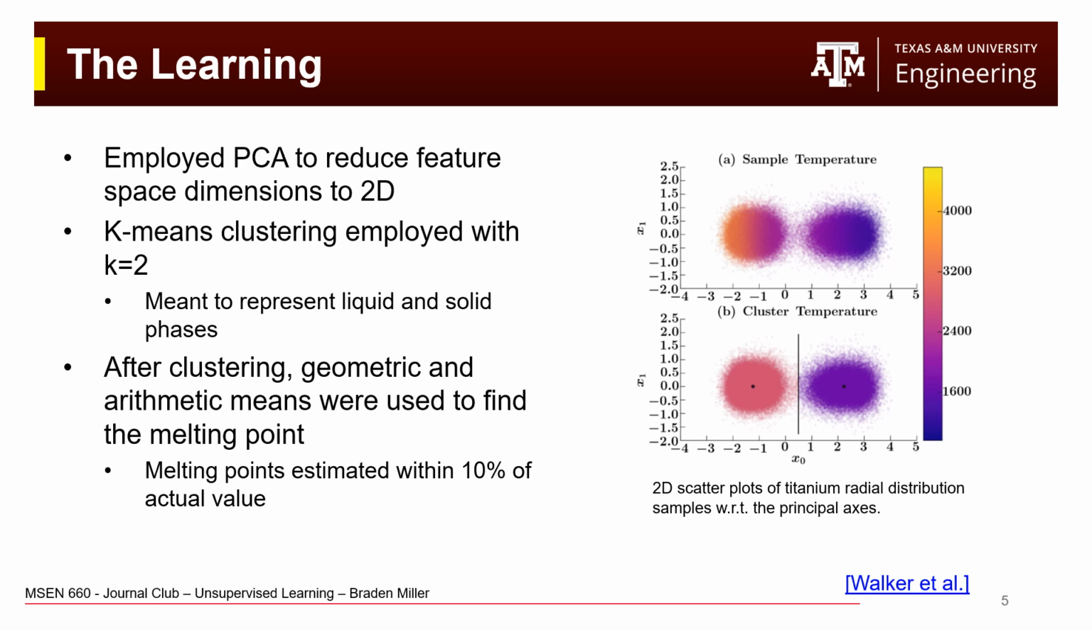And then, after clustering, they used both geometric and arithmetic averages to estimate the melting point, and they actually managed to get these within 10% of the actual value, which may not sound like a lot, but it's actually kind of impressive because this is more meant as a proof of principle. And as we saw earlier, they are working with very, very small molecular dynamics simulations, and in the paper they do mention that they believe that with larger molecular dynamics simulations, they could get better accuracy.